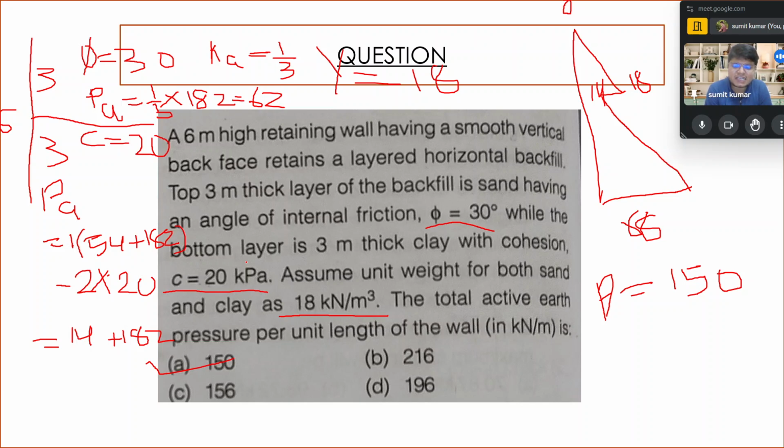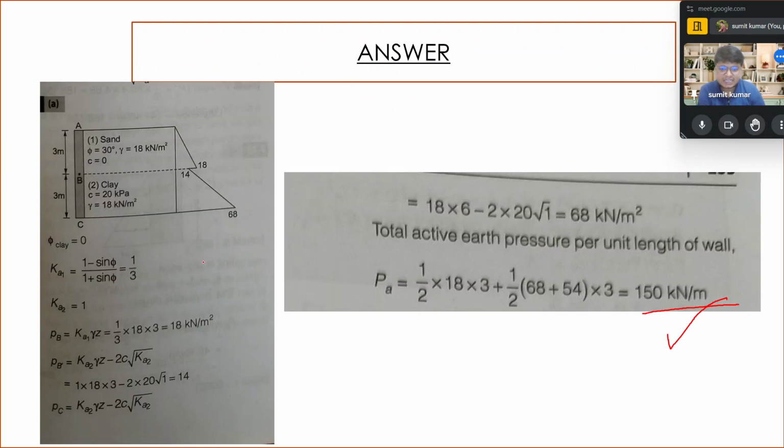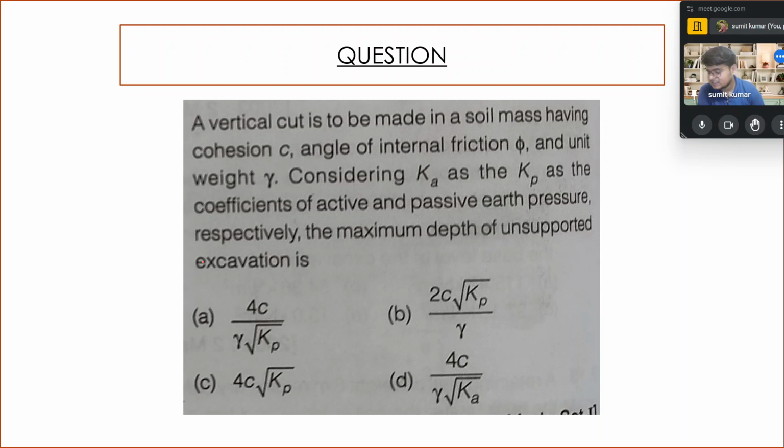Afterwards, when we get Z equal to 3, the value is 68. When we found the area of this section, we found the area as 150, that is 150 kilonewton per meter. That is the total active pressure per unit height of the wall. We can also calculate its location by getting the different areas and dividing from the bottom section, to find at what section it is applied. Okay, I think things are clear, right?